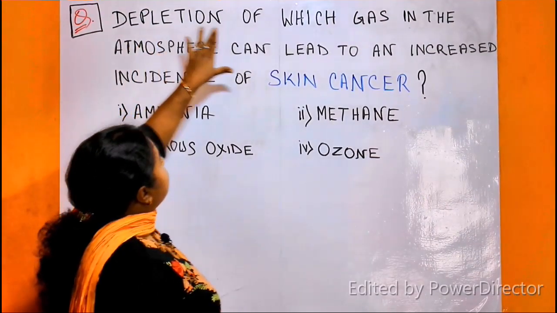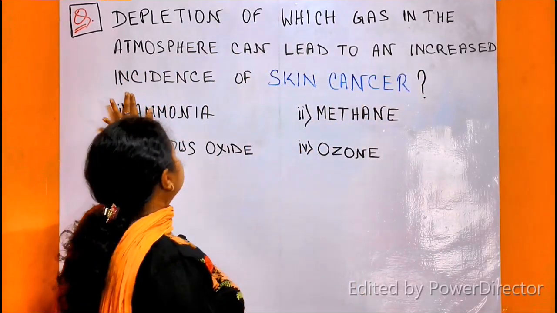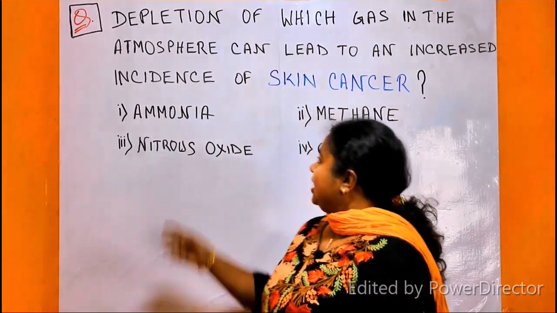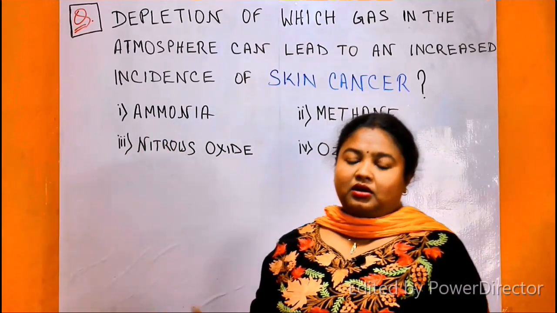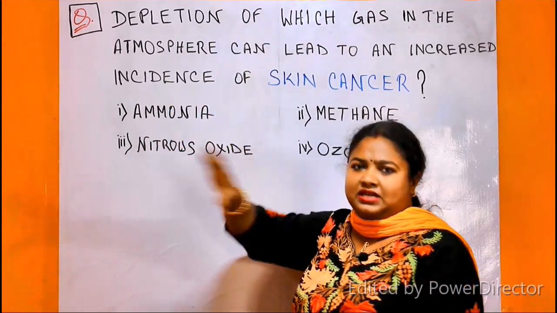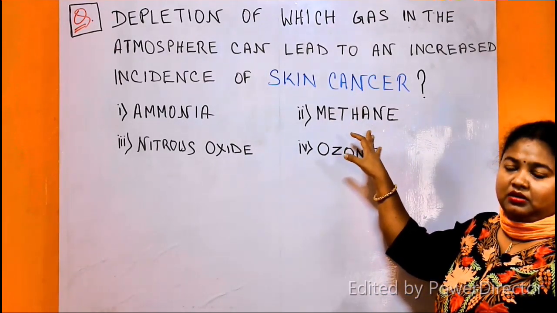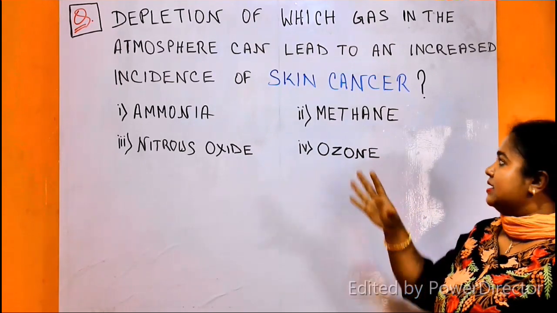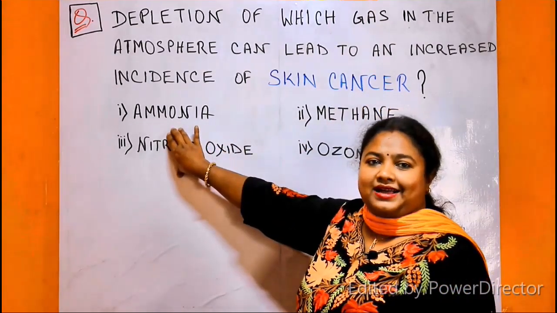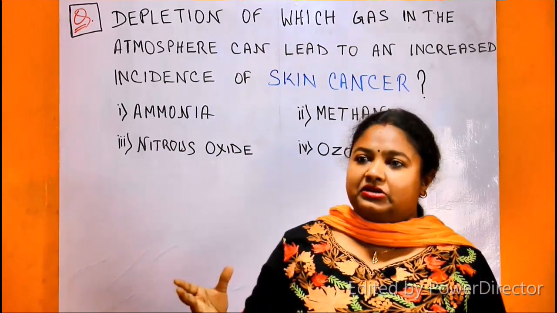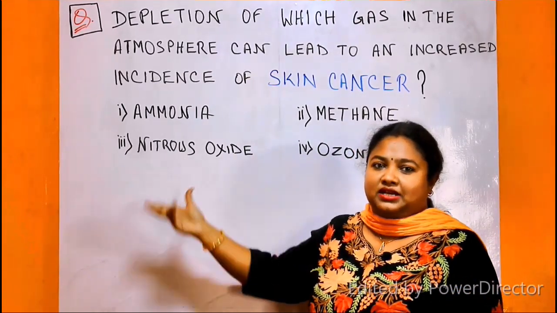Next question. Depletion of which gas in the atmosphere can lead to an increased incidence of skin cancer? Here we have in choice ammonia, methane, nitrous oxide, ozone. We know ammonia in concentrated form is a corrosive gas which can cause skin burn and burning of the eye. Methane is a greenhouse gas, and methane, carbon dioxide and gases like these are responsible for global warming. And nitrous oxide is mainly used in dental and other treatment as a sedative, but it also has side effects like nausea and vomiting in excess concentration.